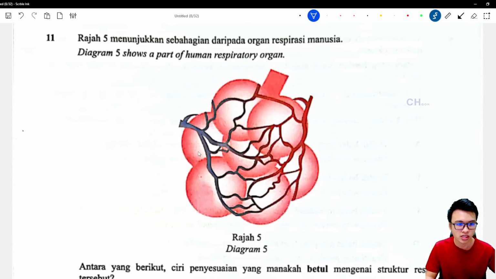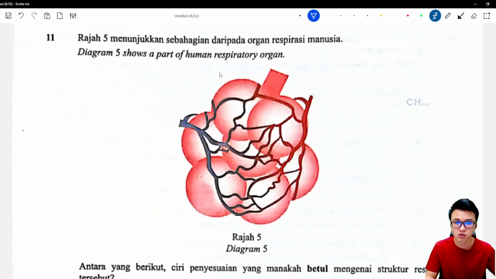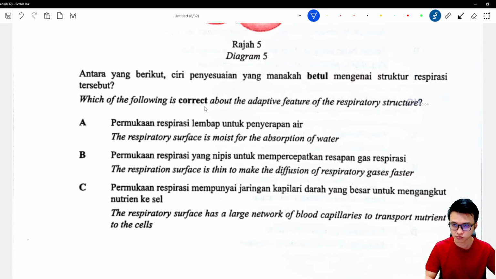Let's move on to question 11. Diagram 5 shows parts of the human respiratory organs, and which one is correct about the adaptive feature of the respiratory structure? Alveolus. You have learned this in your PT3, and you should know the 4 adaptations of the alveolus. More surface area, one cell thick, and numerous in number, which increases the surface area, and so on. All these adaptations you guys need to know, and be able to write down in your structure questions or essay questions.